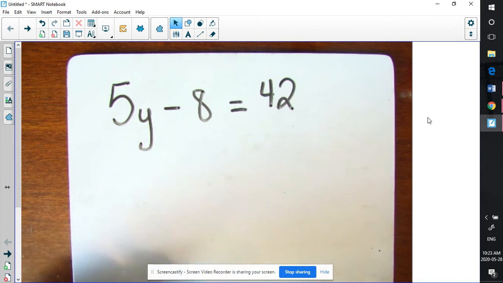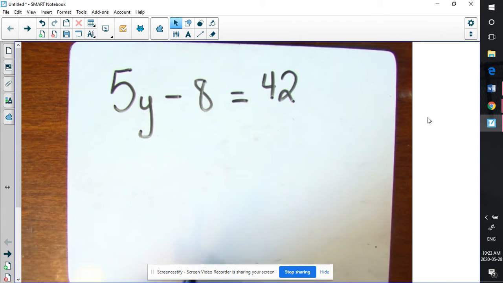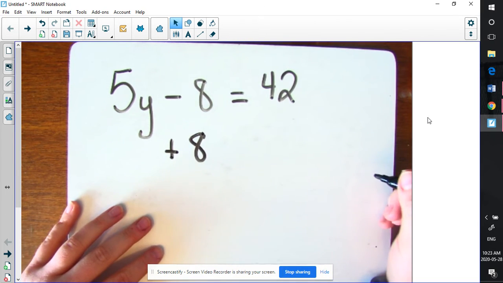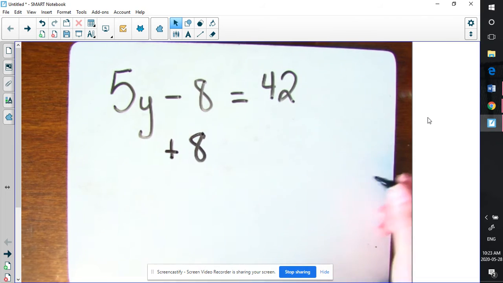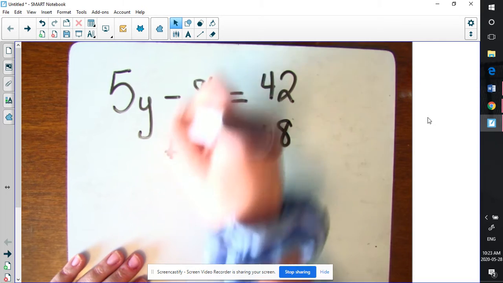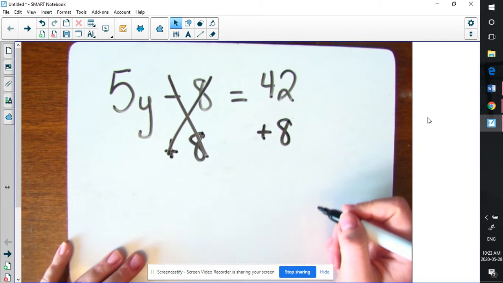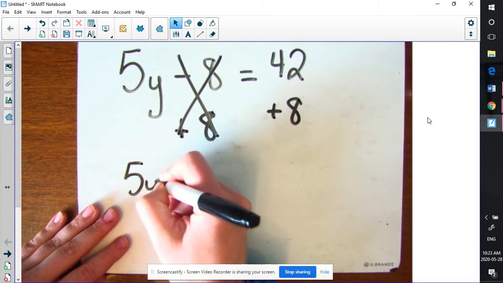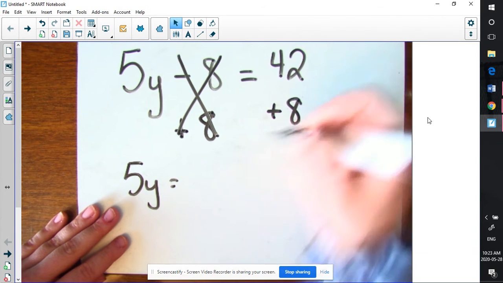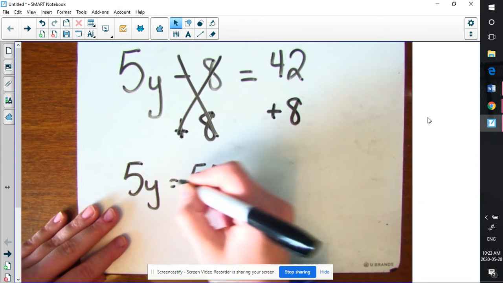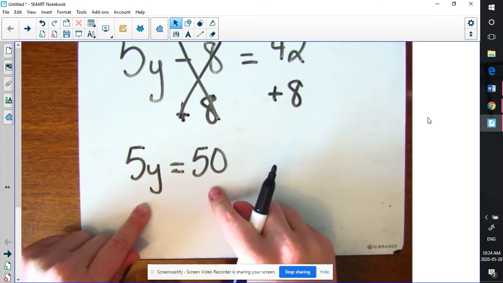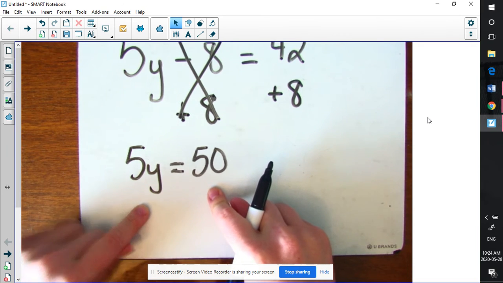There's minus in here. The opposite of minusing is adding. So I'm going to add 8. What I do to this side, I have to do to this side. So I'm going to add 8 here too. Now these 8's cancel. And I have left 5y equals 42 plus 8. 42 plus 8 is 50. So 5y equals 50. Now this looks like a one-step equation from last week, so hopefully you guys remember what to do at this point.